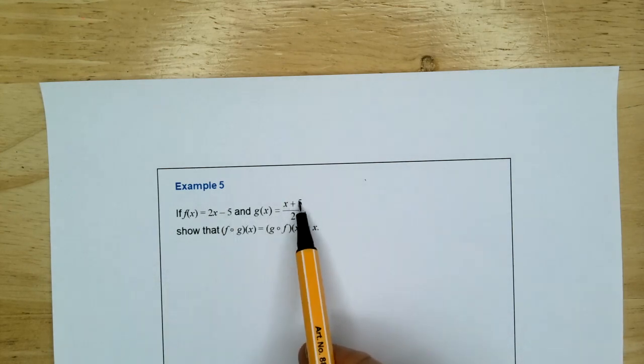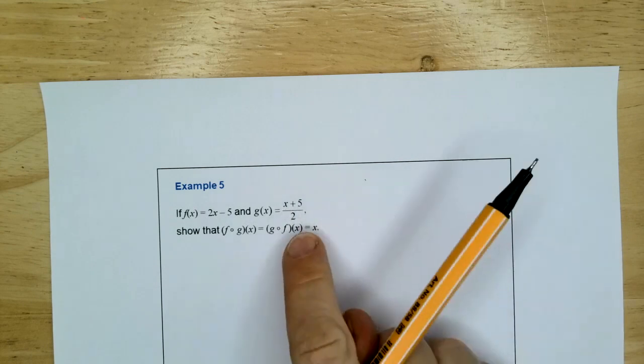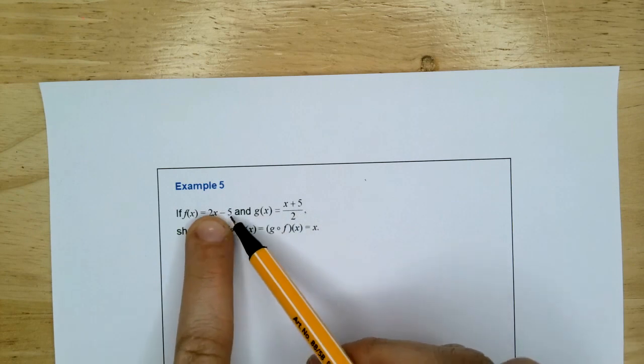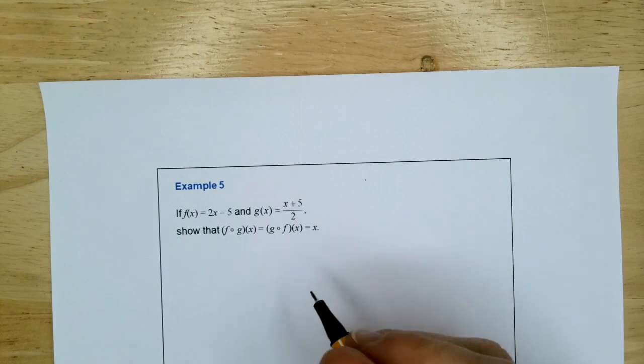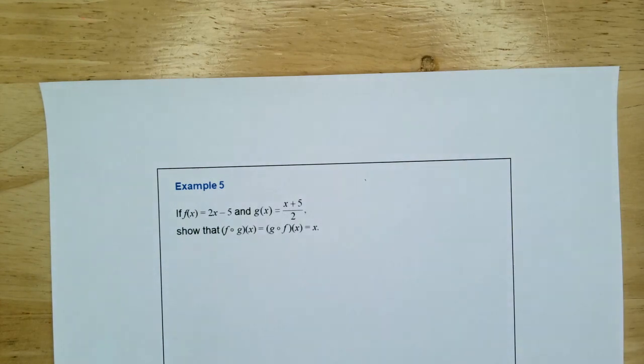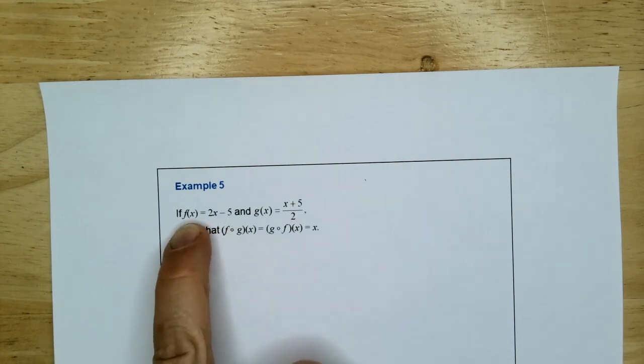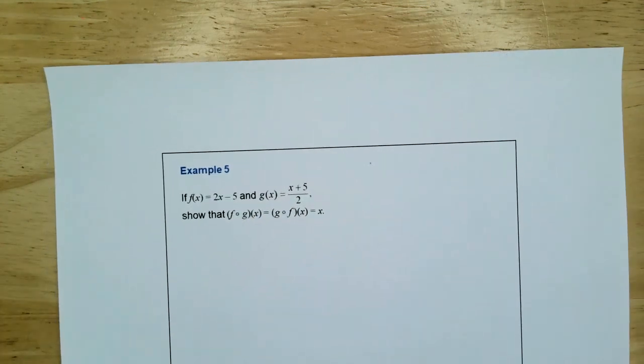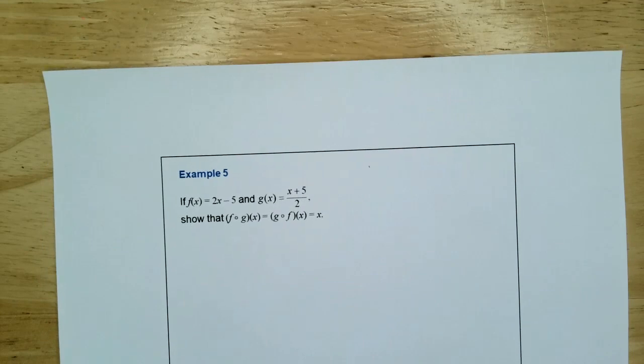Here, x is being added to 5, and then we're dividing it by 2. So you can see that it's being multiplied by 2 here, it's being divided by 2 here, 5 is being subtracted from it here, 5 is being added to it here. So you can see that some of the operations are the inverse. The operations of f of x are the inverse of the operations of g of x. And when you combine them via substitution, they undo each other.